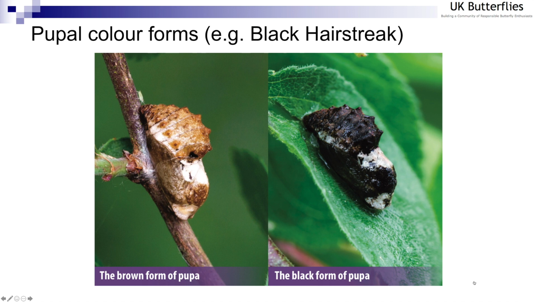And then finally, pupae also have different colour forms, in this case the black hairstreak. In all cases it's designed, obviously, I say obviously, but it's designed to mimic a bird dropping. And there's a brown form on the left and a black form on the right, as shown here.